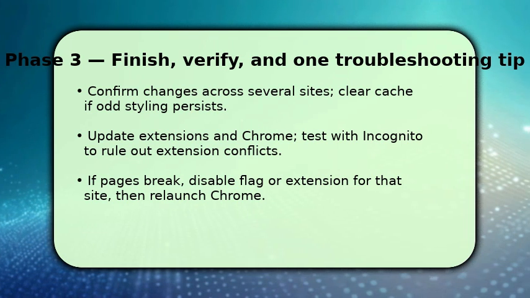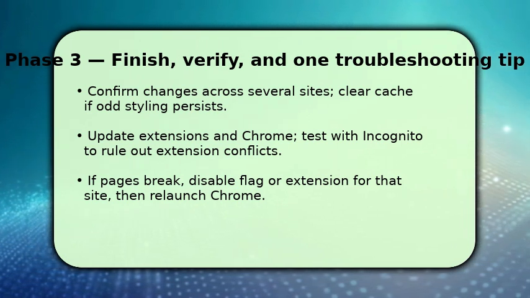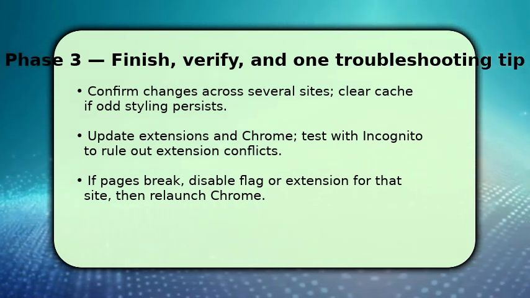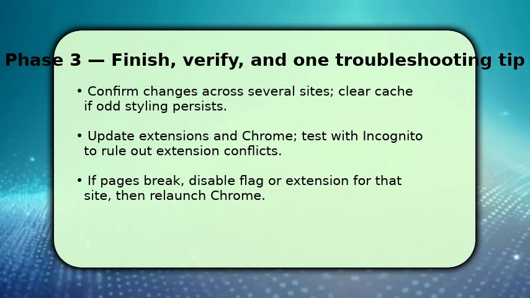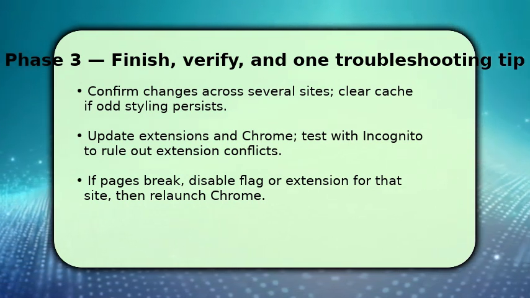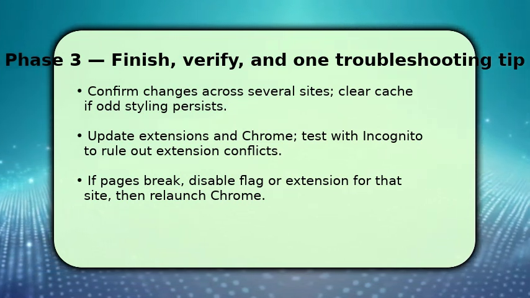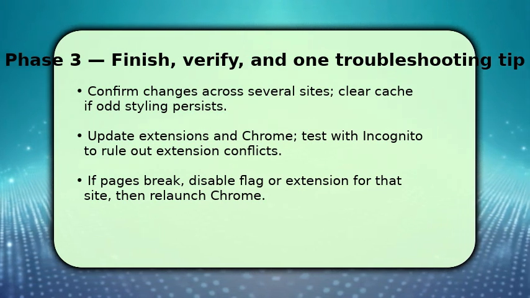If a page breaks or looks unreadable, disable the Auto Dark Mode flag or toggle off the extension for that site, then relaunch Chrome. One key troubleshooting tip: disabling the flag and using Dark Reader often fixes broken layouts without losing dark mode.